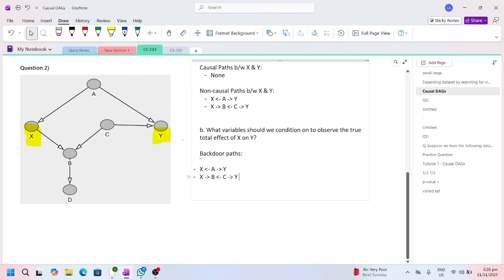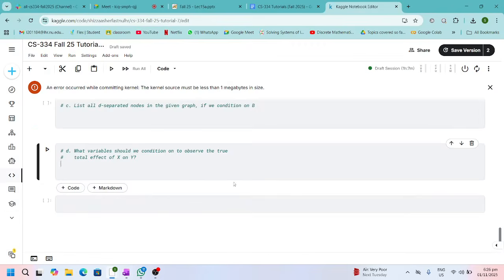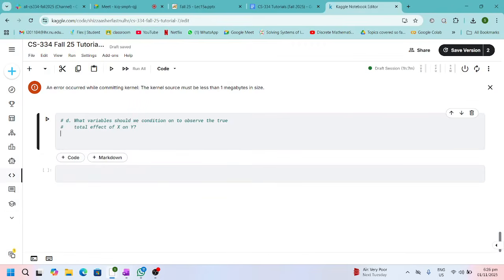No, it is not, because this arrow, the one at the start, is not going into the treatment, which means you only have one backdoor path. Is this backdoor path blocked? It is not. So in order to block it, you have to condition on A, which means that without conditioning on A, you cannot determine the true total effect of X on Y. Are there any questions up until this point?